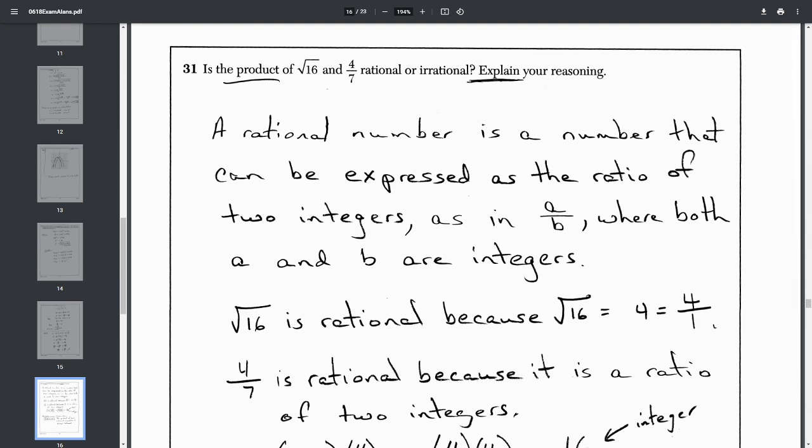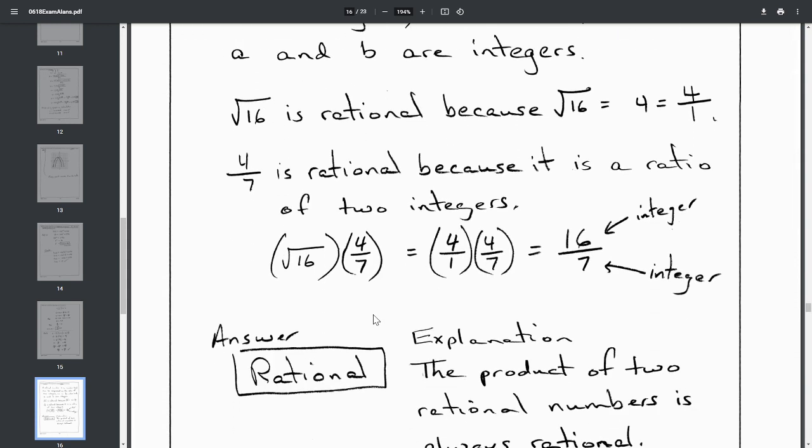Number 31, is the product of these two numbers rational or irrational? So if you multiply two numbers that are rational, you're going to get a rational outcome. Square root of 16 is rational, right? The answer to that is 4. And 4/7 is rational because any number that's a fraction is rational. So when you multiply two rational numbers, you're going to get a rational answer. And you could actually multiply those if you wanted. 4 times 4/7 would be 16/7, and 16/7 can be represented as a decimal that ends or repeats.